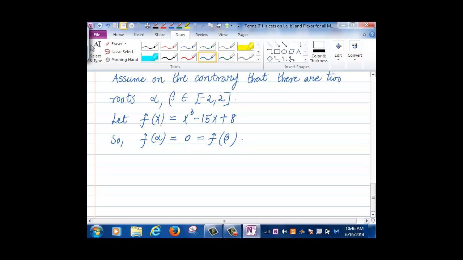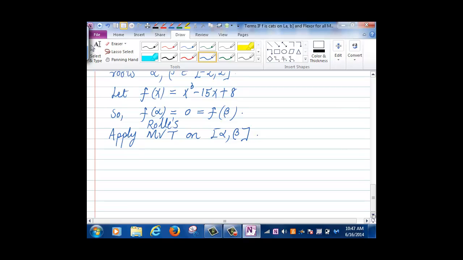Okay, so let f of x be this, and now apply the mean value theorem on the interval between alpha and beta. In fact, not the mean value theorem, it's Rolle's theorem. I should say Rolle's. It doesn't matter which one you say, because Rolle's theorem is a special case of MVT. So what does it say?